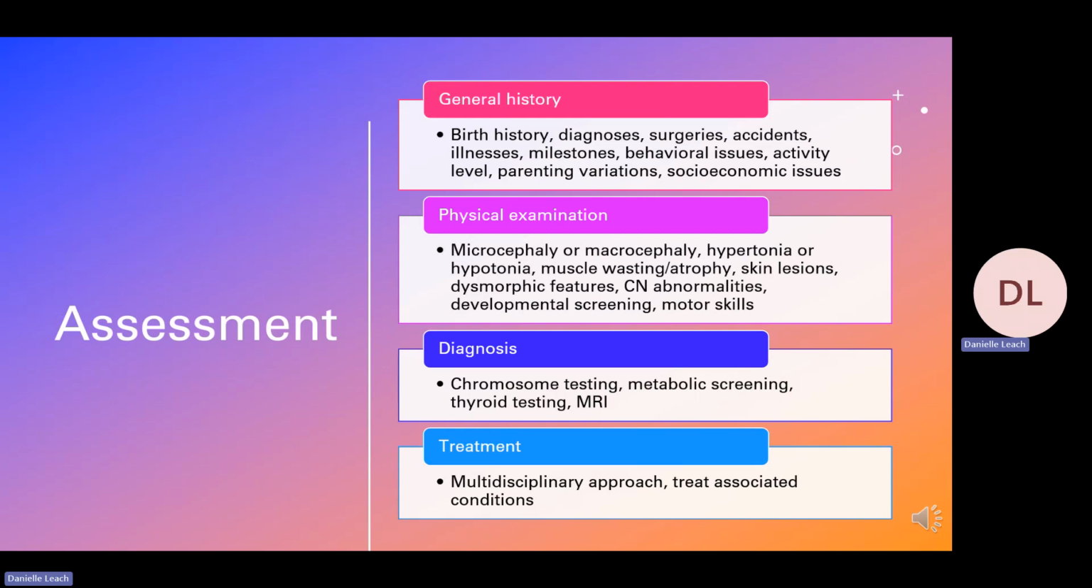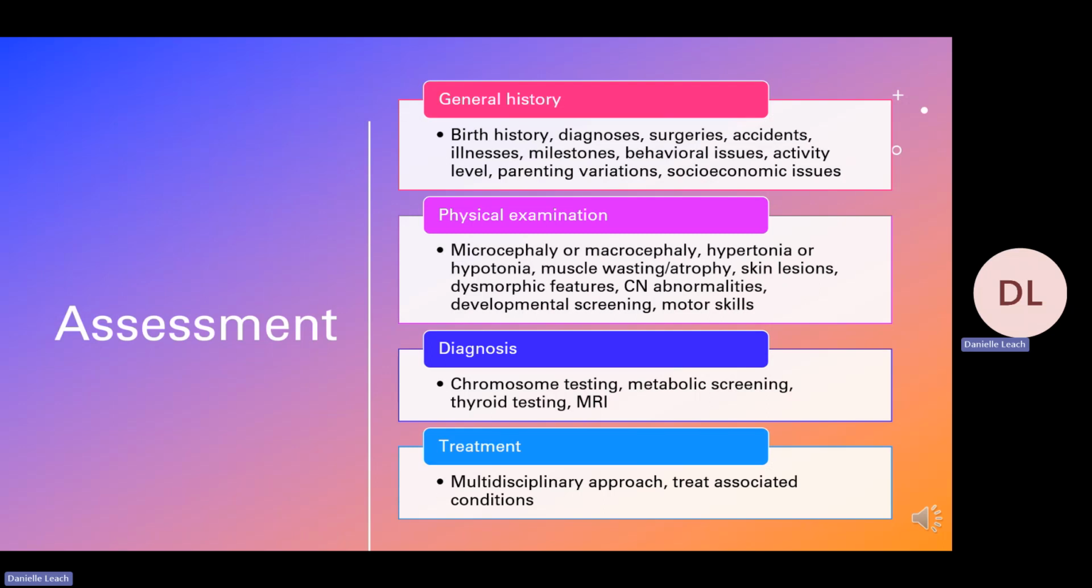If we do a developmental screening, are they meeting their milestones as expected? And what are their motor skills? So what are their pushes and pulls? Can they stand on one foot? Can they run? Depending on their age.